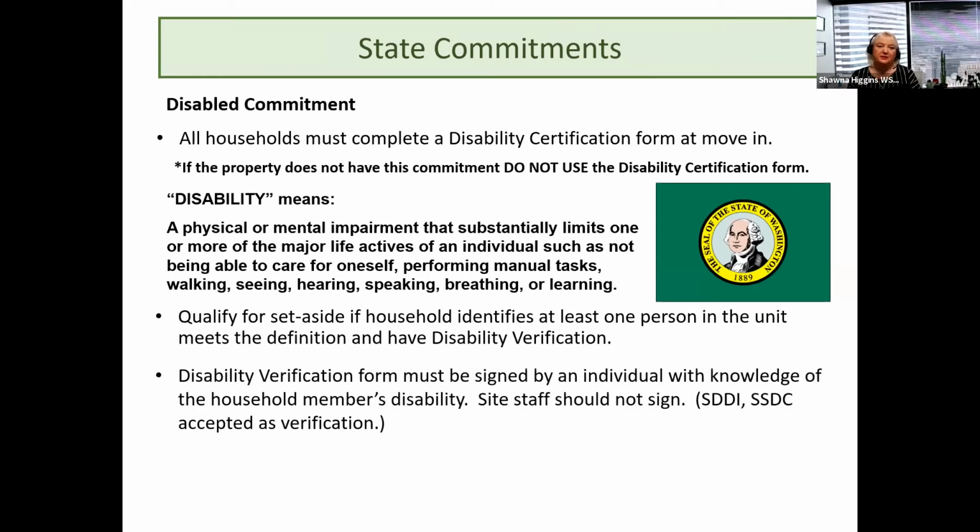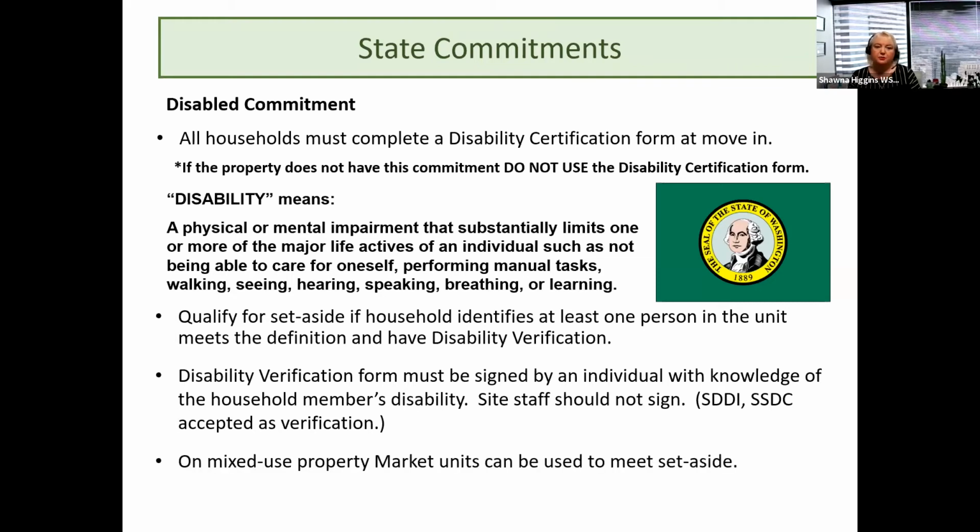So the disability verification form must be signed by an individual with knowledge of the household member's disability. And please don't let your site staff sign that. That could be a fair housing issue later on. You just don't want to go down that aisle. So the person that's living in the household with that person can sign it. I mean, it could be anyone. If they want to bring it to their doctor, they could do that.